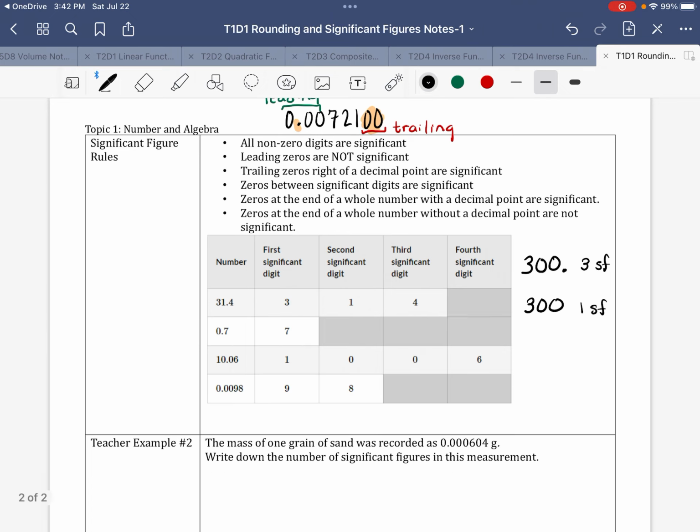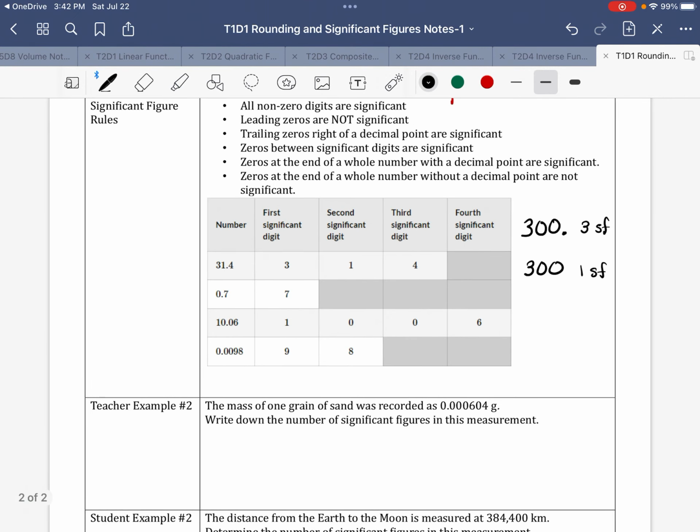Okay, so here are a couple of examples. The number 31.4, all of those digits are non-zero digits, which means all 3 of them are significant. So there are 3 significant figures. The number 0.7, the 0 in front is a leading 0, so it is not significant, and then 7 is our first significant digit, so it has 1 significant figure.